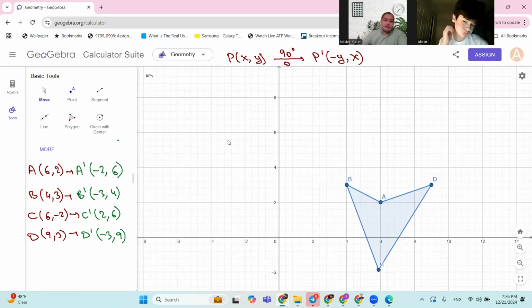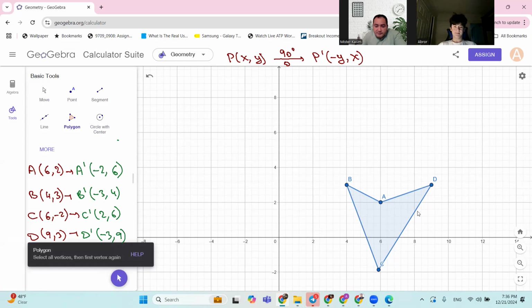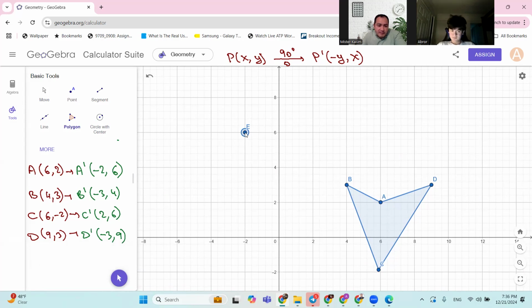All right, Abror, let's do it one more time, because we didn't label this. Negative 2, 6 is here, right? That's A, and that's A prime. Negative 3 and 4: 1, 2, 3, 4, 5. So it should be negative 3 and 4 here. 2, 6 is here. Negative 3, 9: negative 3, and 9 up, it should be here, right? Yes. So that's how we rotate 90 degrees.